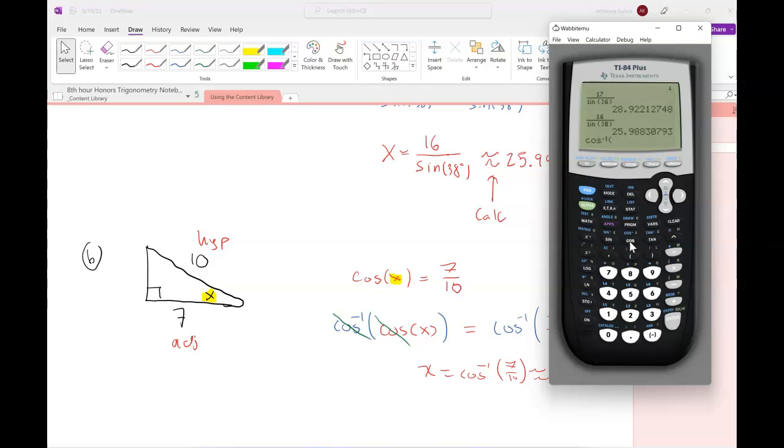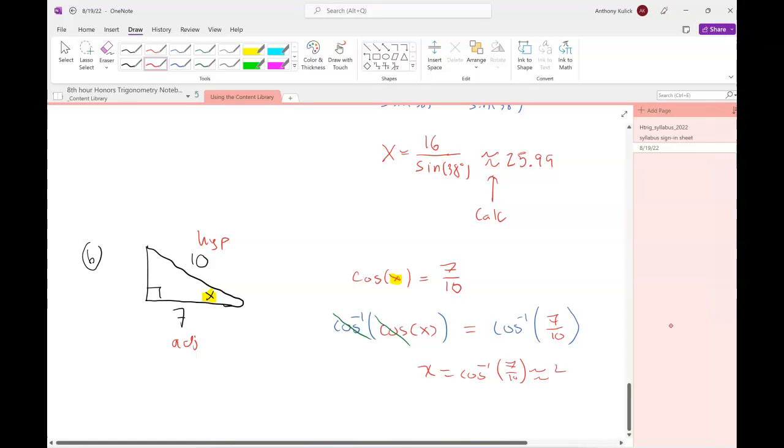To get the cosine inverse, we press second and then the cosine button. And then I'm not going to bother with the fraction command because with 7/10 there's no confusion on that. So I get 45 point, what, to the 100th? 45.57. And I should write what at the end of that? Very good.